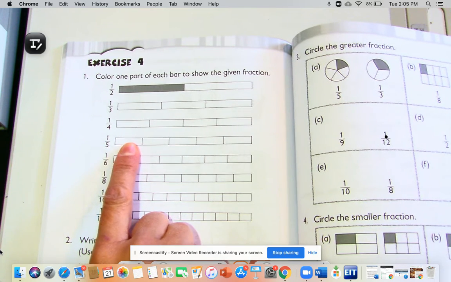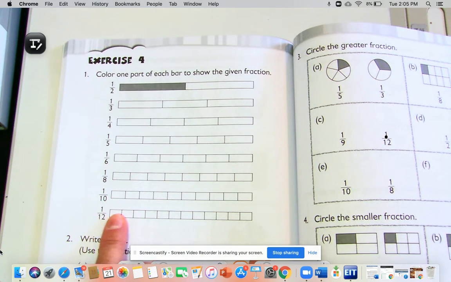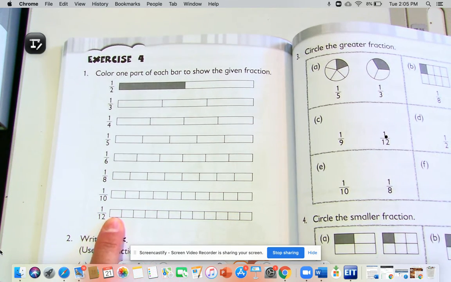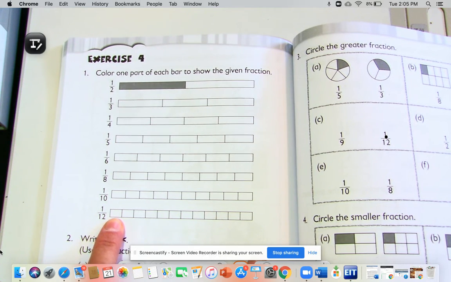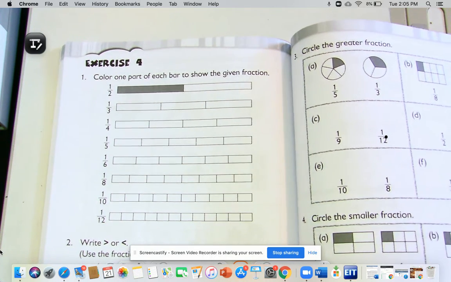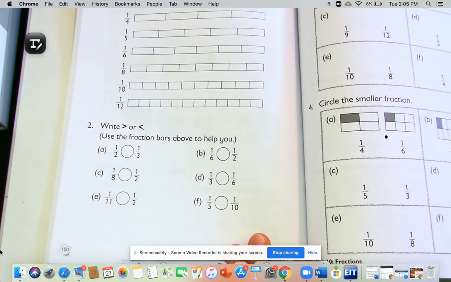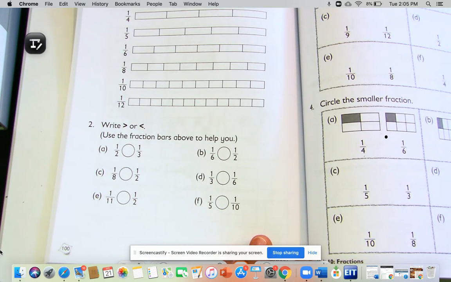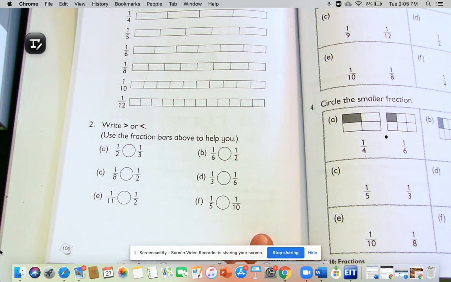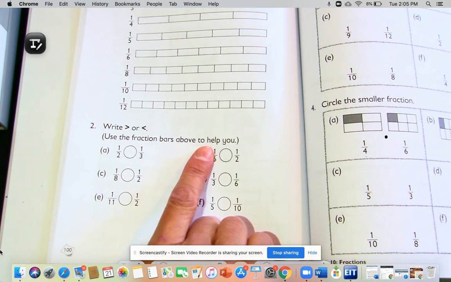Color in 1 part out of 5. And just like that, you'll be able to see on your own paper how tiny 1/12 is. It's a very, very tiny little fraction. All right, then we're going to do a little bit of less than, greater than to find out which fraction is bigger or smaller. It says use the fraction bars above to help you.